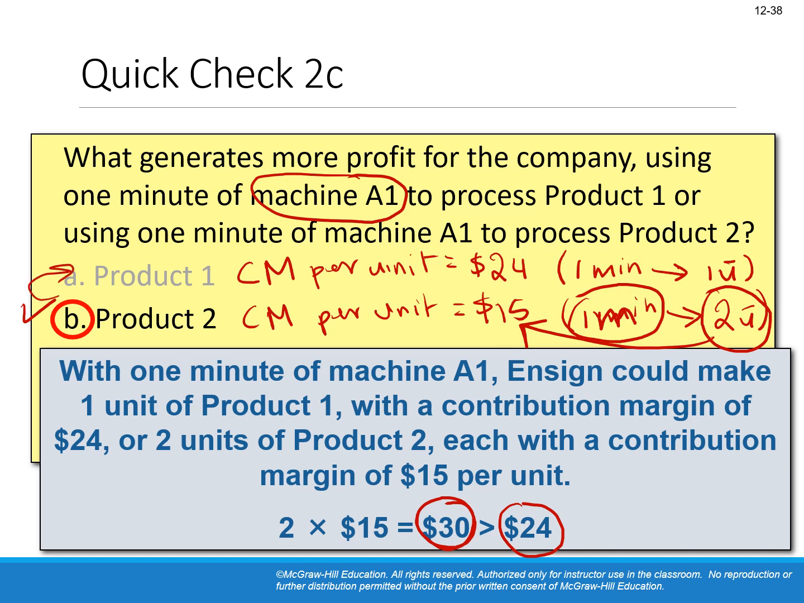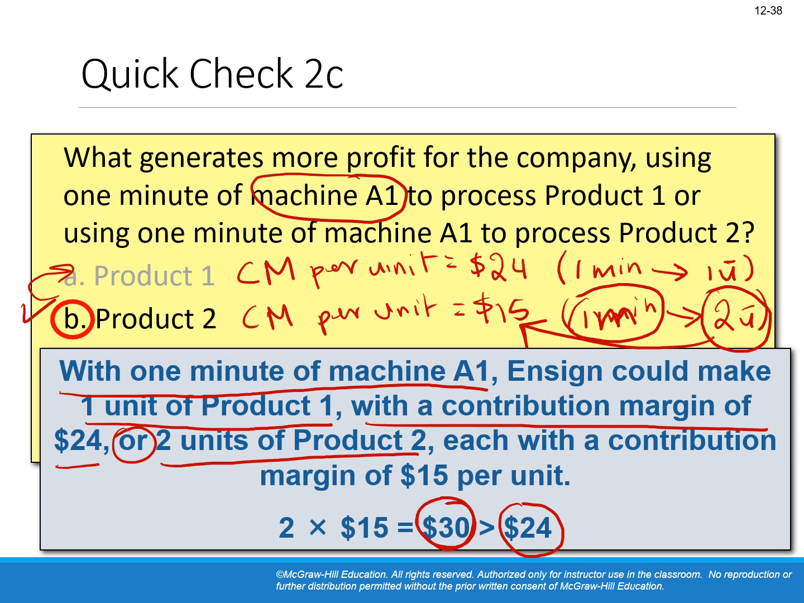Therefore, with 1 minute of machine A1, the company could make 1 unit of product 1 with a contribution margin of $24, or 2 units of product 2, each with a contribution margin of $15 per unit. Therefore, we are comparing 2 multiplied by 15, which is product 2, to the $24, which is product 1.